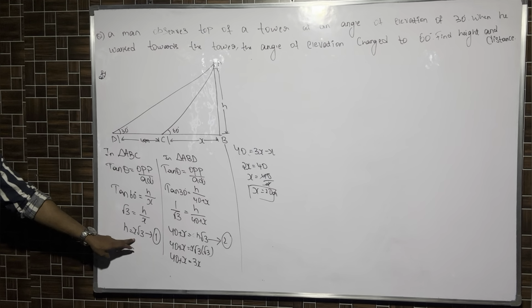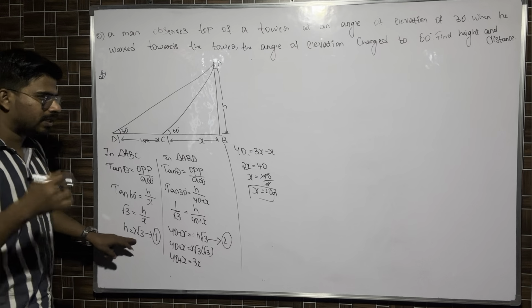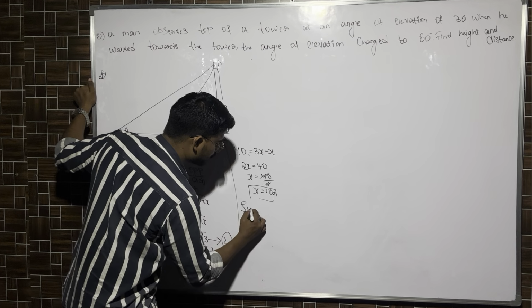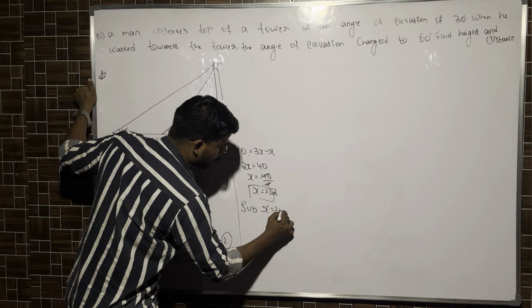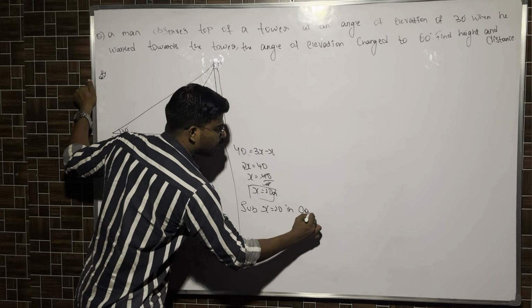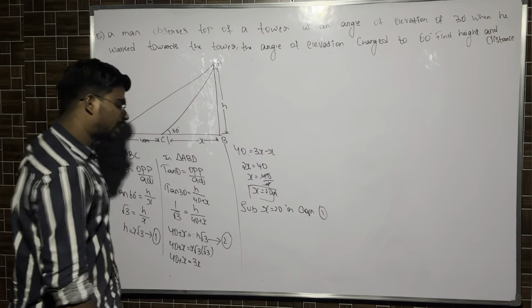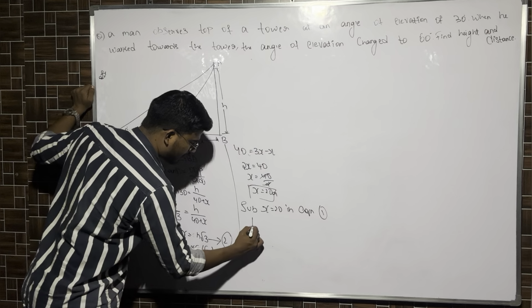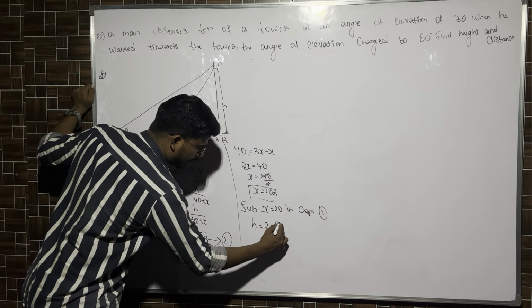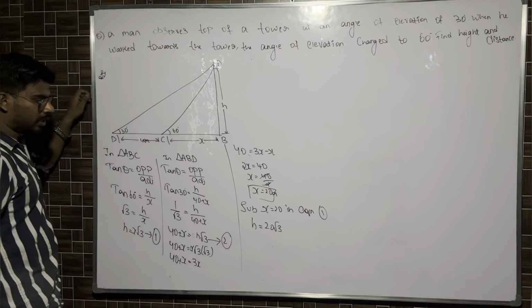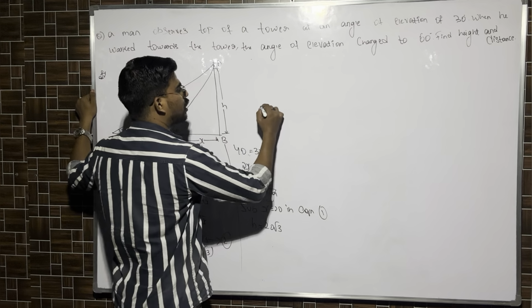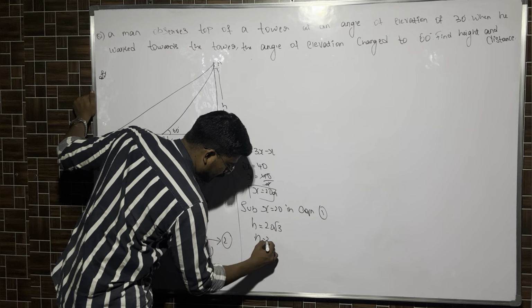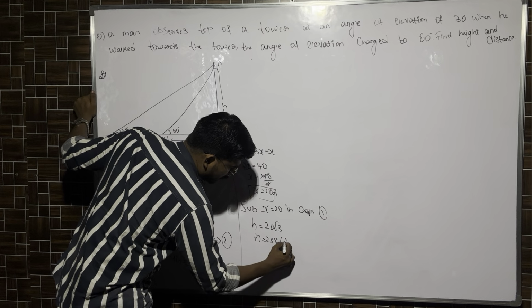If I substitute the value of x here in the place of h, I will get the height of the tower. Substitute x is equal to 20 in equation 1. What is equation 1? h is equal to 20 into root 3. 20 root 3 is 20 into root 3. So h is equal to 20 into 1.732.